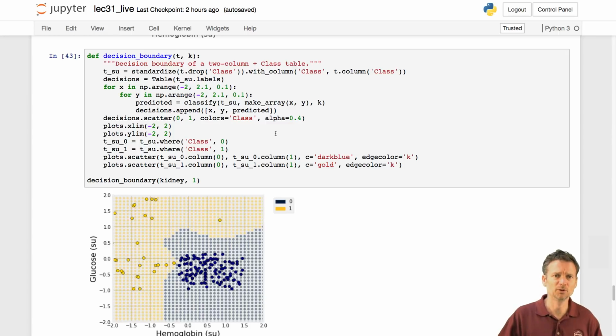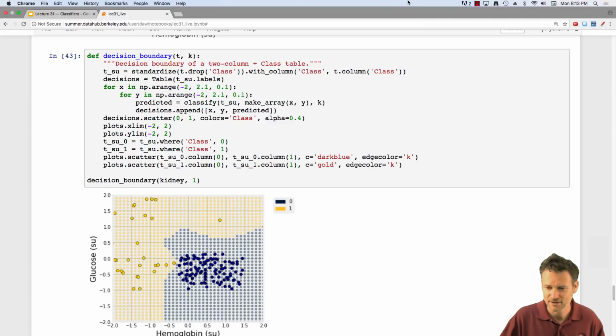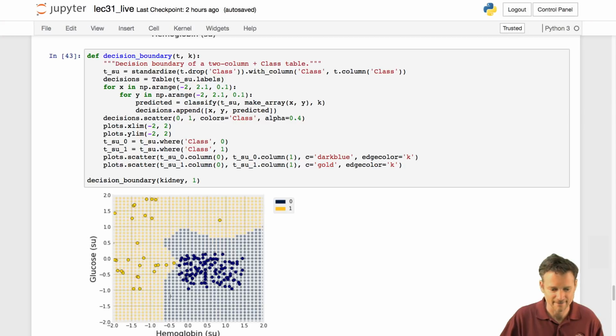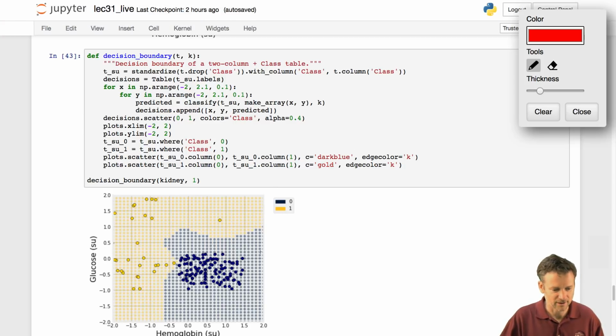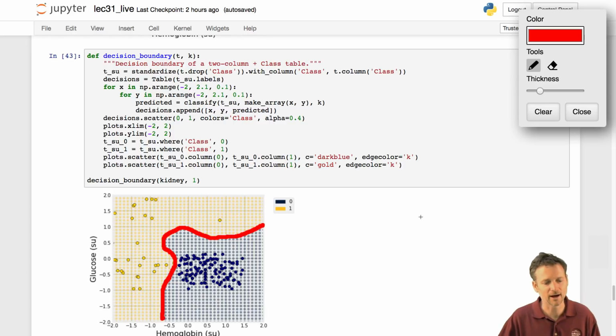You see that blue region down here. There's this blue region down in the lower right. That's the entire region where the classifier would predict you to be healthy. And then the remaining yellowish region is where the classifier would predict you to be sick. So the decision boundary, I'll draw for you the decision boundary. The decision boundary is the place, the border, the boundary between those two regions. So it looks something like this red line.